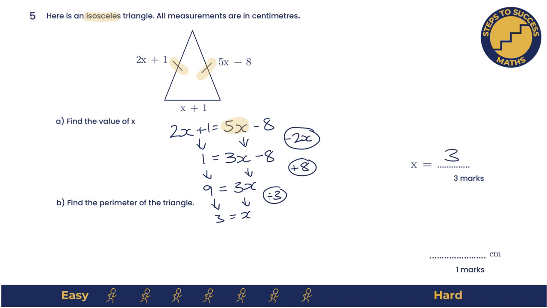Part B. Find the perimeter of the triangle. Well, we know that x is 3, so we can go round and write the lengths down. x plus 1, 3 plus 1, so this length is 4. 2 times 3 plus 1, that's 7. So this side is 7. And remember, we know it's isosceles, so this side must also be 7. So we've got 7 plus 7 plus 4, which is 18.